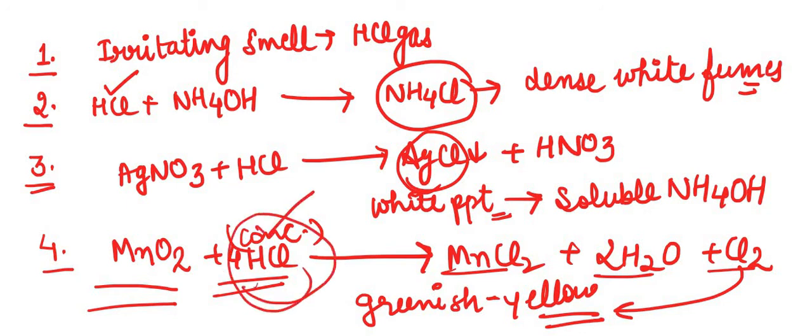So we are doing some tests to detect HCl, and that greenish yellow gas will turn moist iodide starch paper blue-black. That color changes from blue to black, that is, the blue-black color is obtained. Okay, I hope that is fine now. This is done from here.